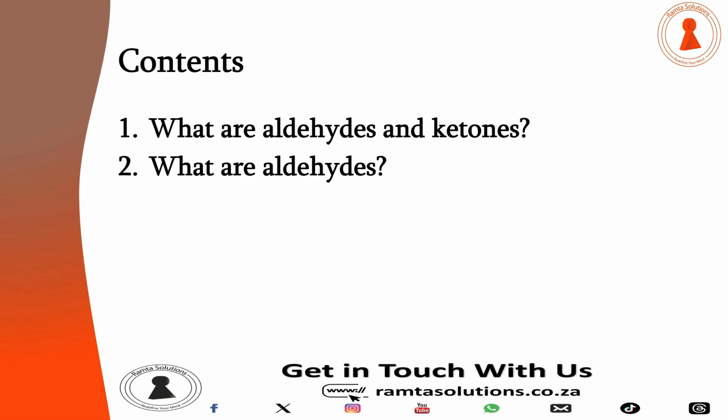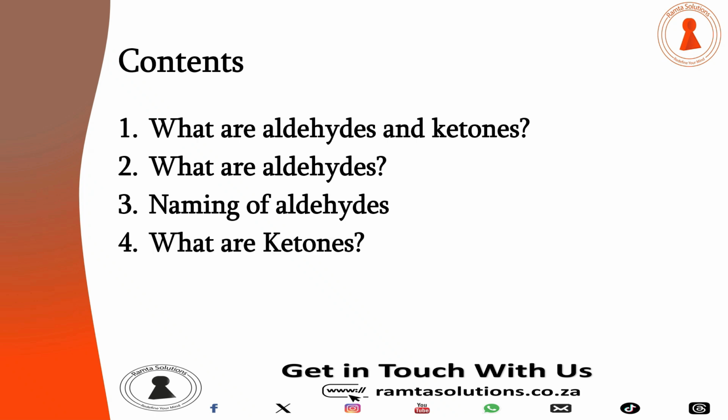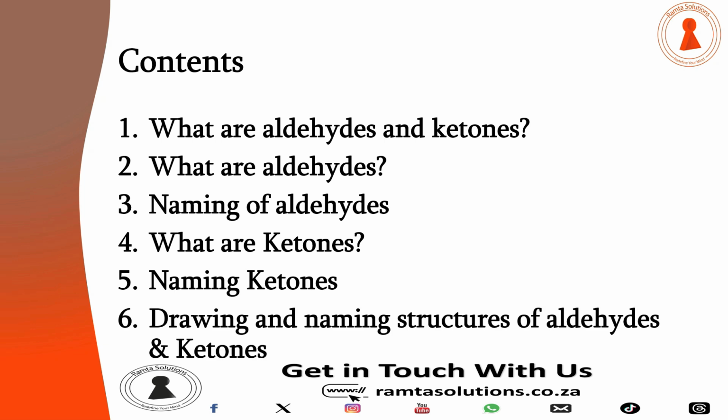Then we proceed to the individual homologous series, aldehydes. What are aldehydes? We will look at some basic properties of aldehydes, then look at the naming of aldehydes. Then the second part will be what are ketones? Here we're going to look at the basic properties of ketones, what makes ketones, then how do we name ketones? To conclude the video, we're going to draw structures and name the structures of your aldehydes and ketones. Okay, so without any waste of time, let's begin.